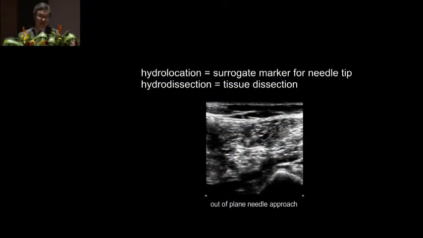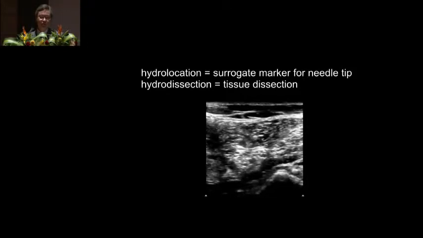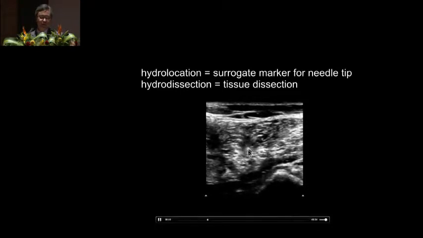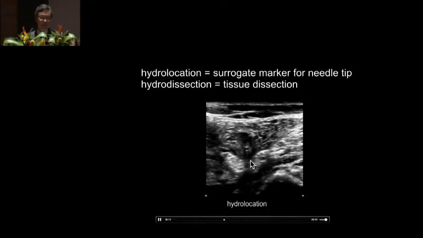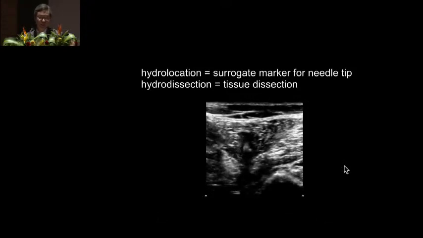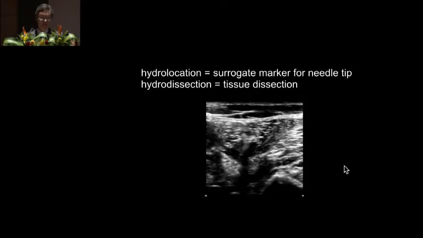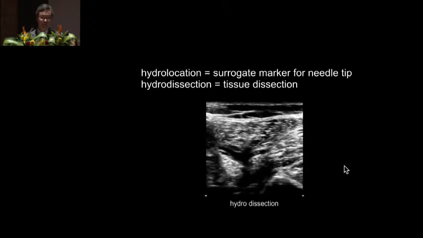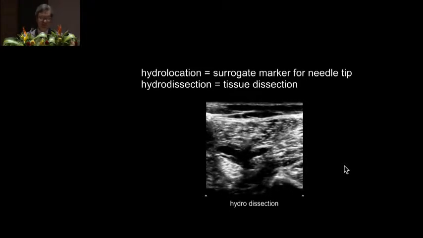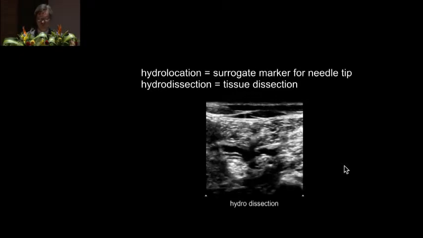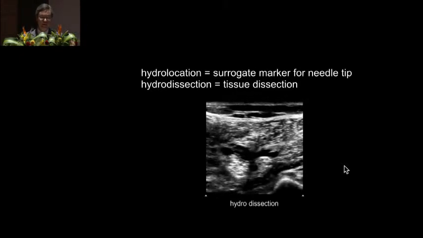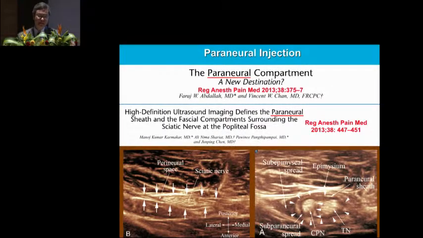So what I've been talking about the last few years is hydrolocation and hydrodissection. Hydrolocation simply is using a little bit of fluid injection as a surrogate marker of where the needle tip is, particularly with the out-of-plane technique. Sometimes we cannot always see the needle tip, so that helps tell us where the needle tip is approximately. In hydrodissection, again using fluid, we push the tissue away and dissect, just think of it like the surgeon's knife. We are going to use the fluid to expand the tissue plane and allow our needle to go forward. And every time I'm pushing the nerve away from the needle tip. So I really like that concept.